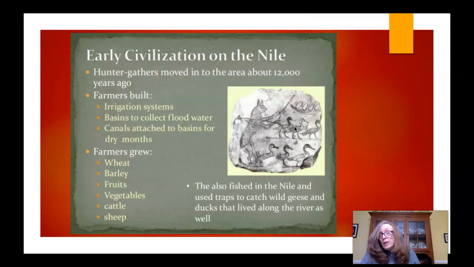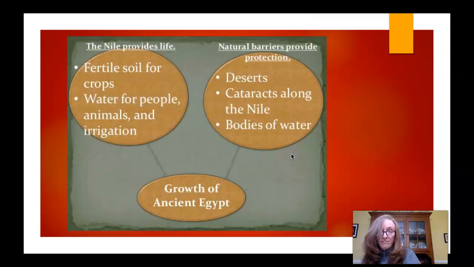And farmers grew wheat, barley, fruits and vegetables. They domesticated cattle and sheep. And they also fished along the Nile and used traps to catch waterfowl, such as geese and ducks that lived in the river as well. And here's an ancient artifact showing duck and waterfowl that are prevalent along the Nile River.